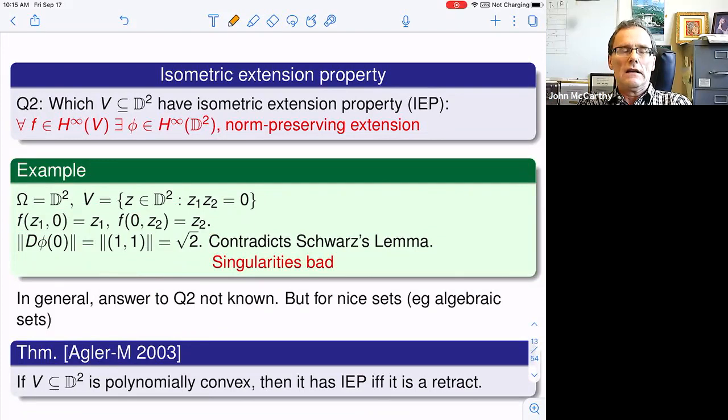Now, in general, the answer to question 2, even for the bidisk, is not known. Which subsets have the isometric extension property, the property that every bounded holomorphic function extends to a function with the same norm in H infinity of the bidisk? However, if you assume that V is reasonably nice, for example, it's algebraic or it's polynomially convex, then it only has this isometric extension property in a very rigid circumstance. It has to be a retract.